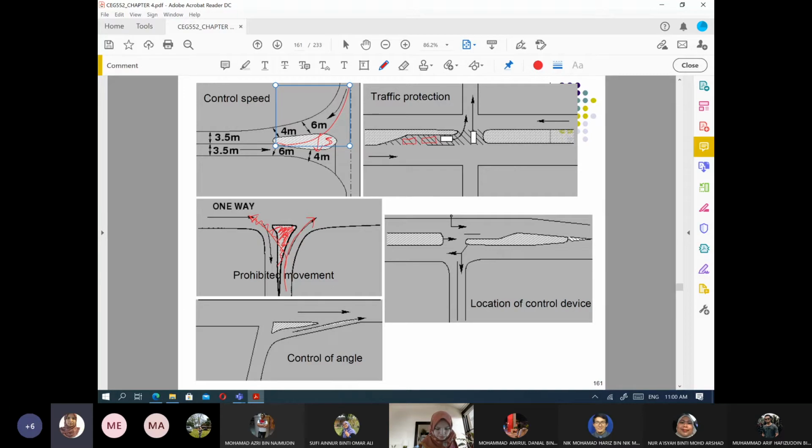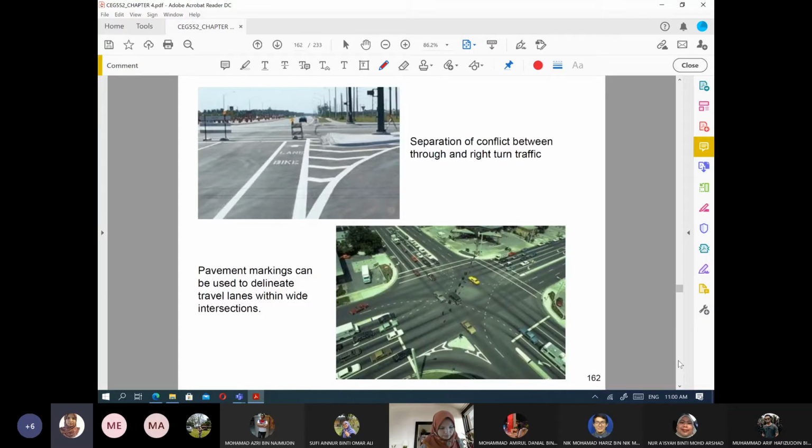Okay, location of control device, so you boleh letak signage. Control of angle, so ini yang nak belok ke kiri tu, angle dia akan jadi lebih kecil. Rather than daripada sini, dia nak pergi ke sana. So dia punya angle yang dia kena cover tu lebih besar. Right? So that is about the benefit of providing channel.